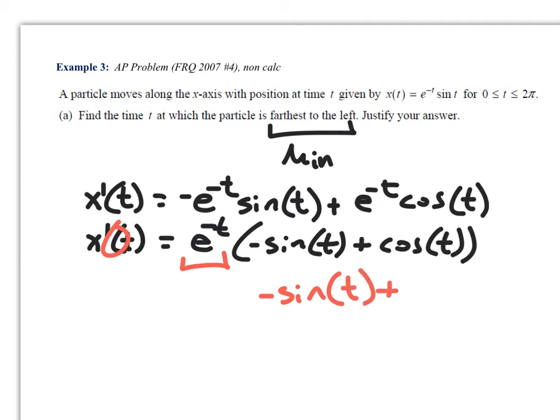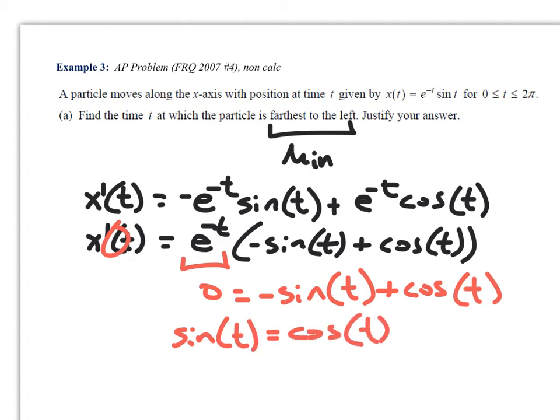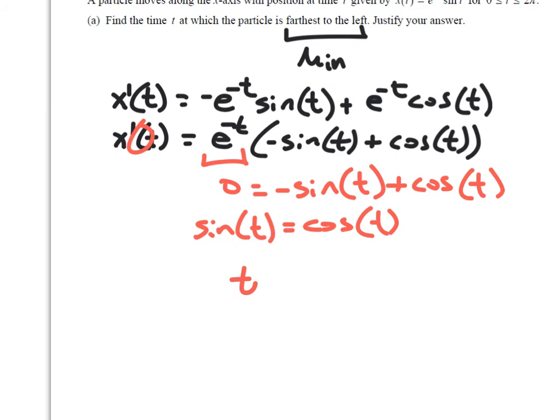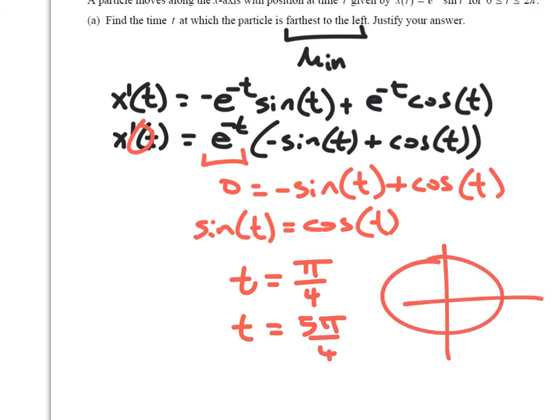Basically, if I say I want to know where negative sine t plus cosine t equals 0 is true, that means I want to know where the sine of t is equal to the cosine of t, which happens at two places, right? So these are my critical values at t equals pi over 4, where both of them are positive 1 over root 2, and where t equals 5 pi over 4. All right, so if you look at your unit circle, sine and cosine are equal there and there.